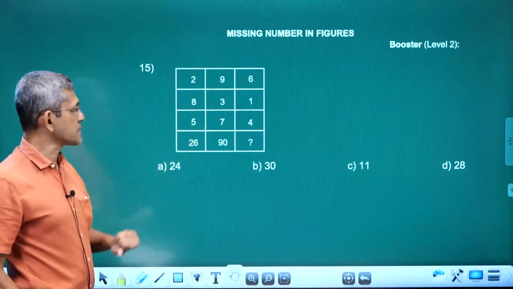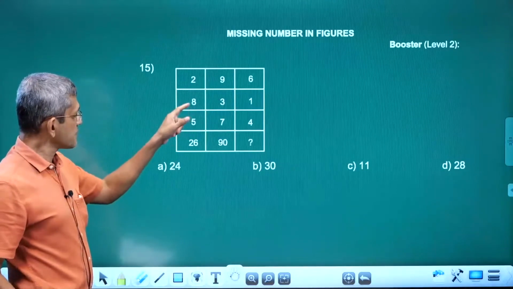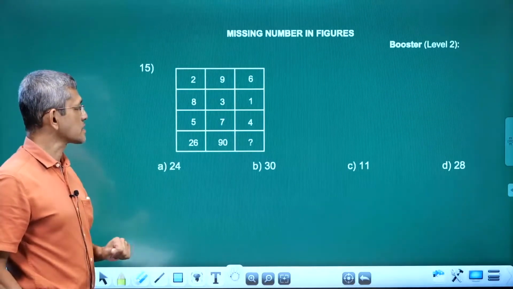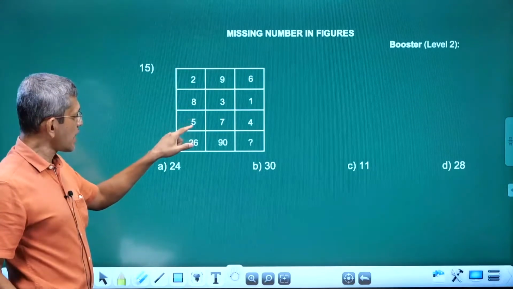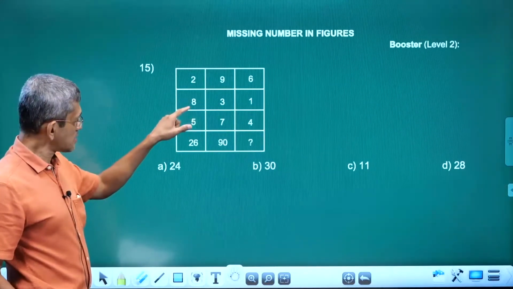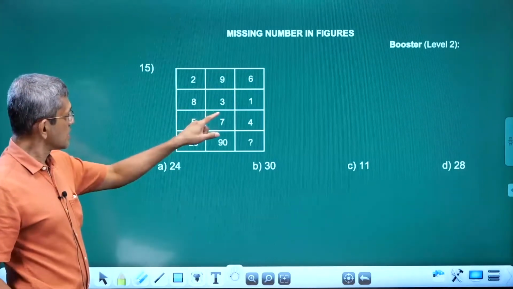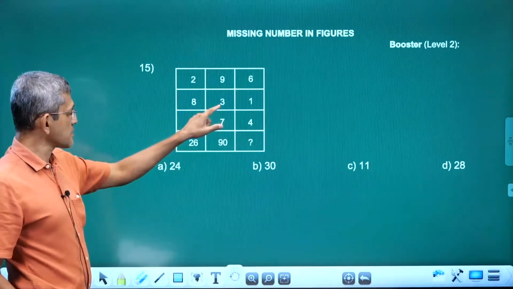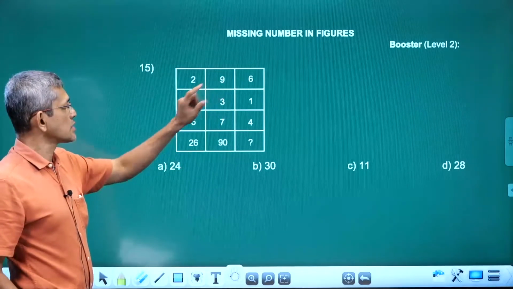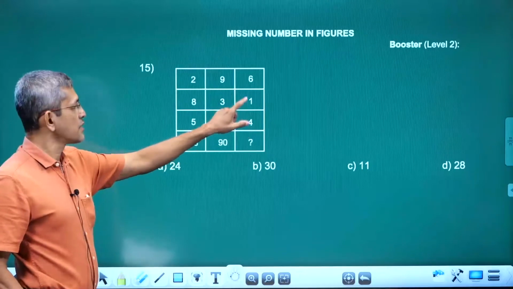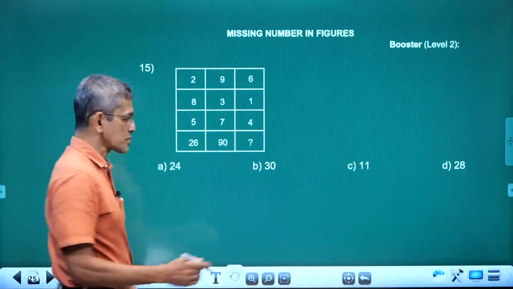2, 8 and 5. 8 into 5 is 40. 40 into 2 is 80, but we have 26. How about 8 plus 5, 13? 8 plus 5 is 13. 13 into 2 is 26. Same way, 3 plus 7 is 10. 10 into 9 is 90. Good. 1 plus 4 is 5. 5 into 6 must be 30. Okay, so that's a pattern.